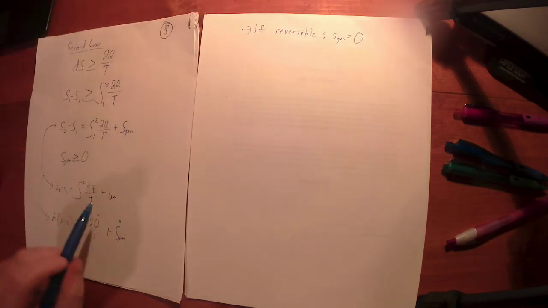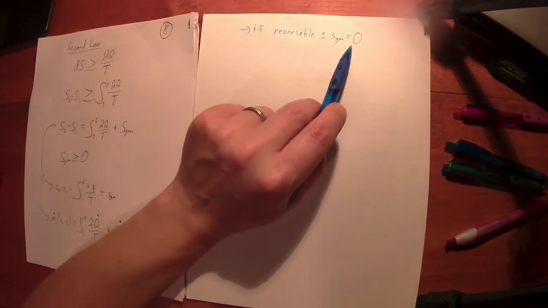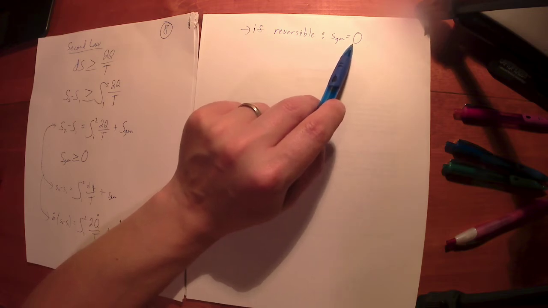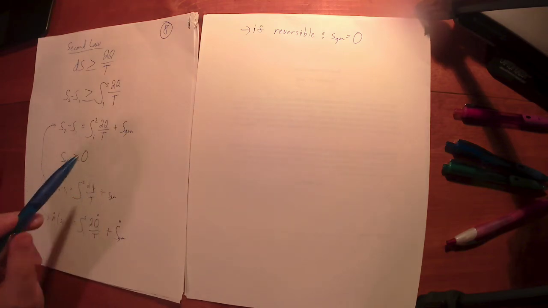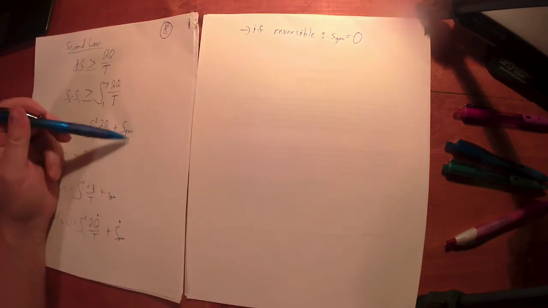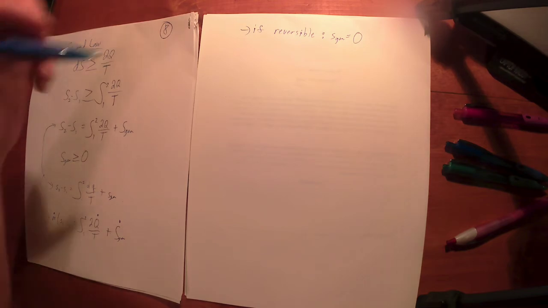So what do we do with this Sgen? Well, it's either going to be 0, or it's what we're looking for, or in a really weird case, maybe we know the amount of entropy that's being generated and we just plug it into the equation. Those are kind of my three options.